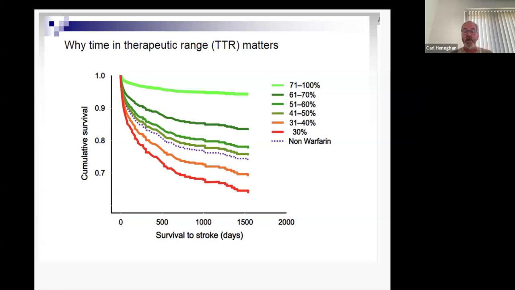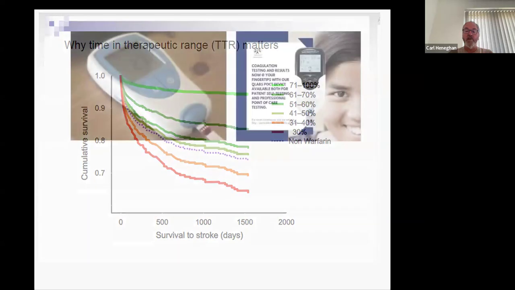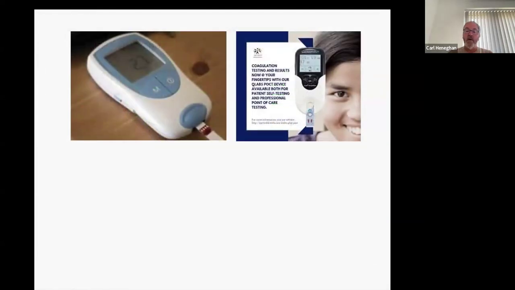Now, importantly, you want to think about ways to ensure that individuals, when they're on warfarin, improve their time in therapeutic range. One of the ways you can do that is with a point of care test where individuals self-test themselves. And there are two strategies they use. They can self-monitor and communicate with a healthcare professional who gives them the advice on what to do, or they can self-monitor and self-manage. So they actually learn to adjust their own dose.